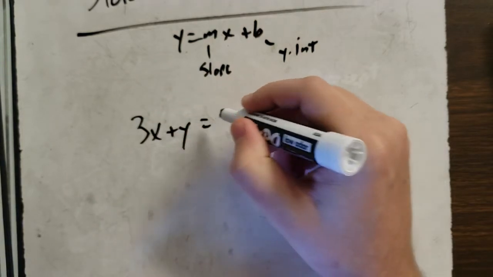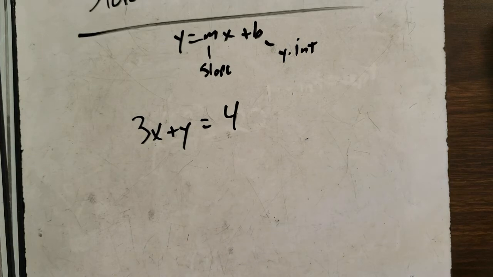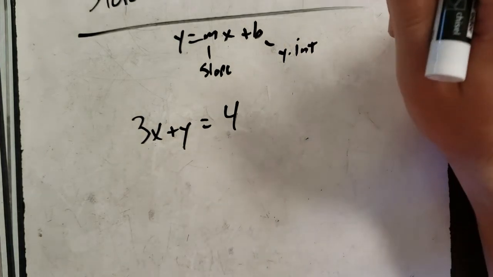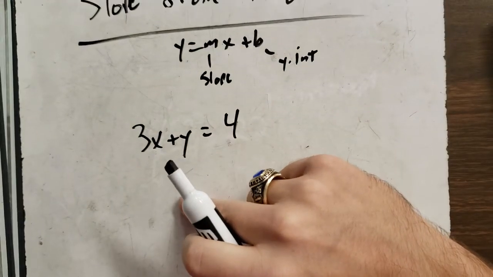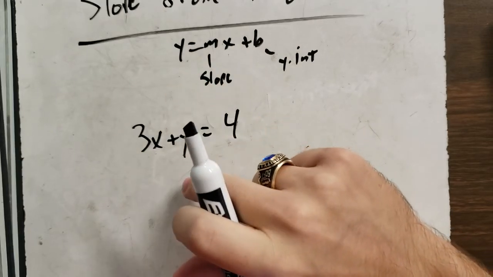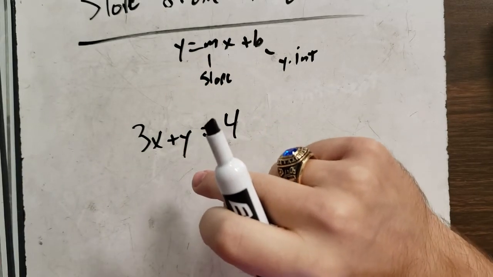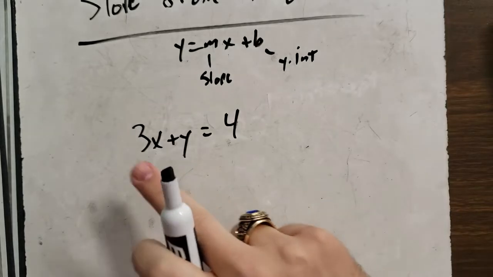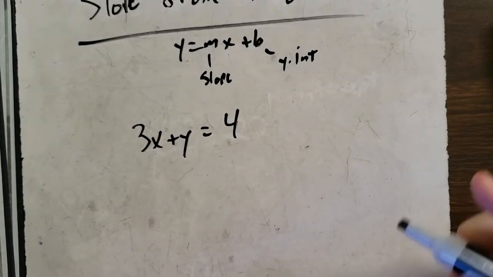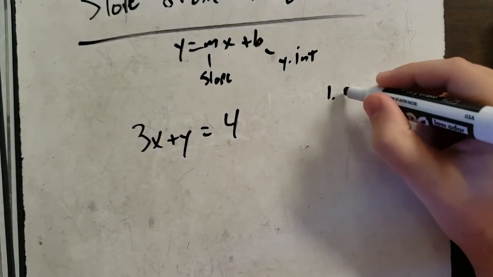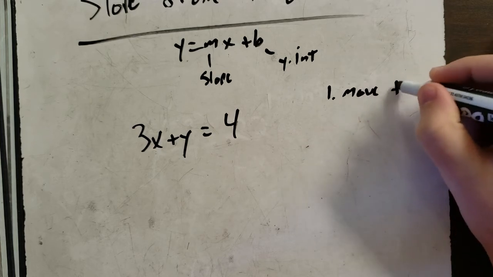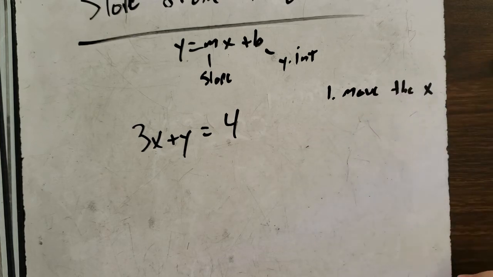3x plus y equals 4. So once again, our y is not by itself yet. We have to get the y by itself on the other side of the equal sign. So to do that, what's our first step? Move the x. So step 1, move the x. Now I'll write that down over here. Move the x, so that's our step 1.